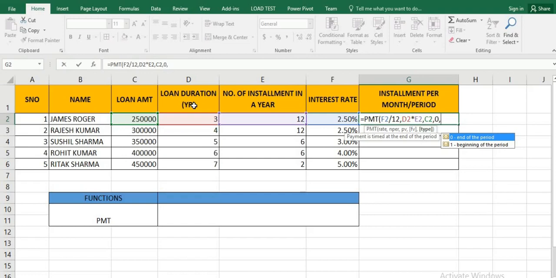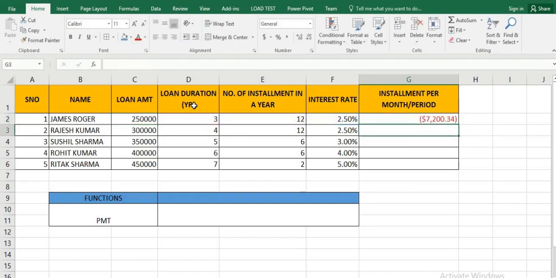So every time we have to pay the loan at the start of the month, the starting date of the month. So I will use 1 here, bracket close, and I enter it. So by default it shows you red. These signs show that it is a negative value. So what do we do? After the equal to, we add a minus sign.